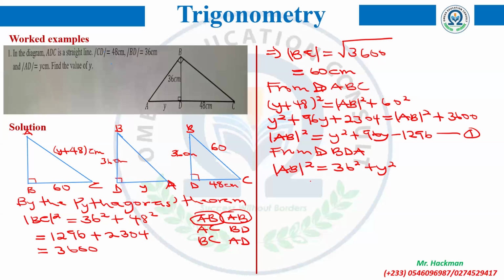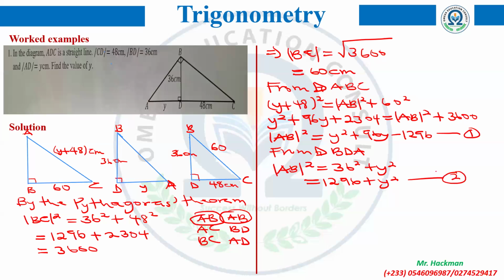Okay, so on that note, what do I get? AB squared here is equal to 36 squared, which we know will give us... 36 squared will give you 1296. Do you agree? Yes. So it will give you 1296 plus y squared. Okay, so that is your AB squared. So I will call this my equation 2.